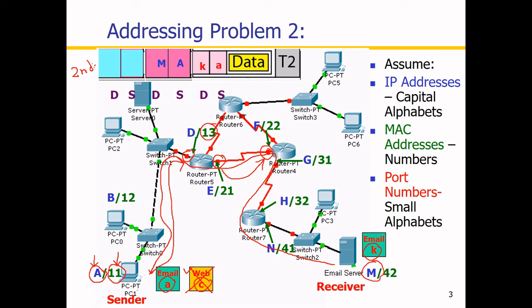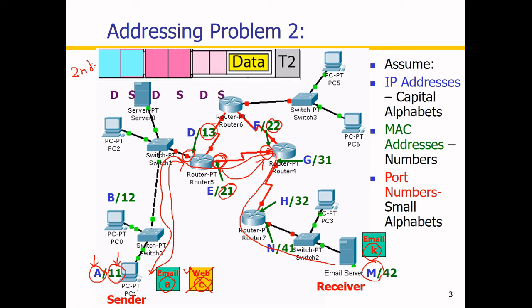For the sender MAC, since the hop is being taken from this physical interface to this physical interface, the sender MAC is going to be 21, and the destination MAC is going to be 22. Right, and this is the second frame, okay? And when that's done, data goes from router 5 to router 4.